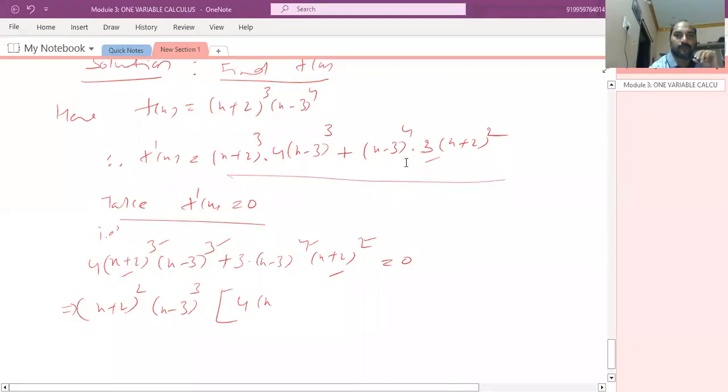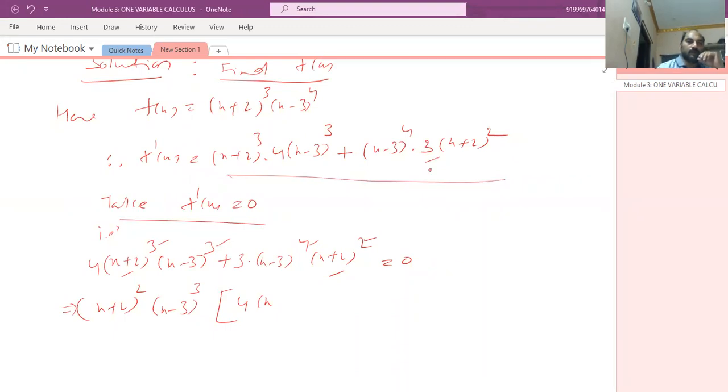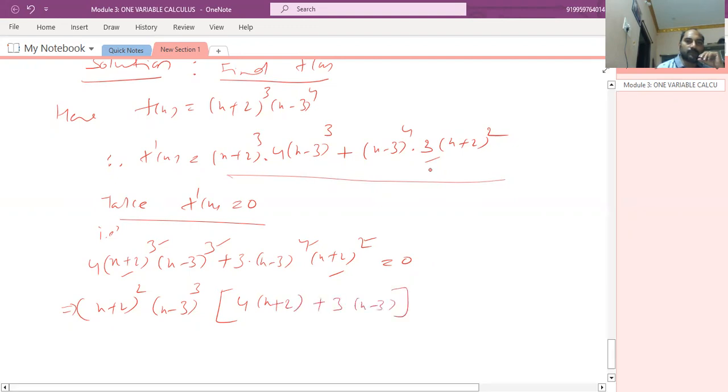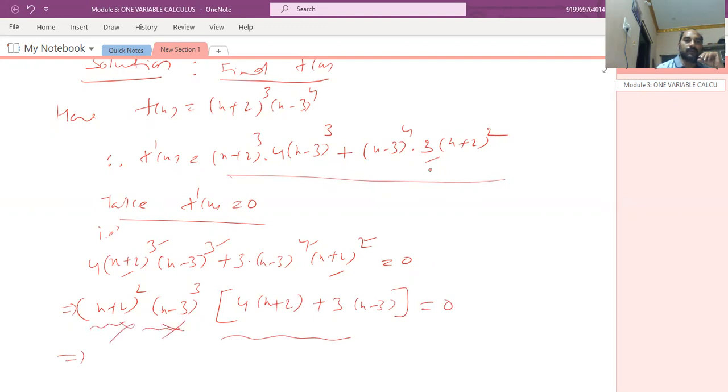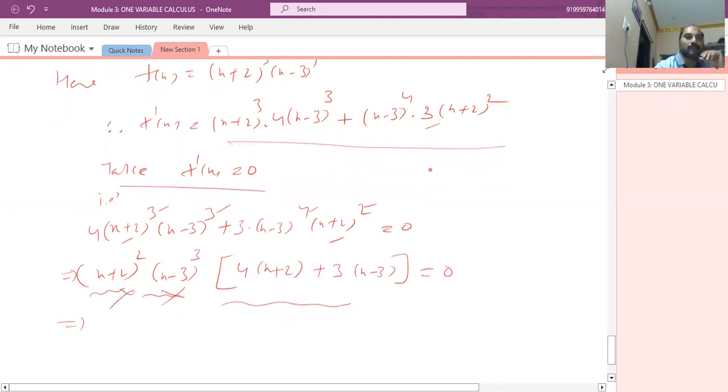What remains is 4 times (x plus 2) plus 3 times (x minus 3). Here in the product we have three factors, this one, this one, this one. But two of them are never zero in between the points.